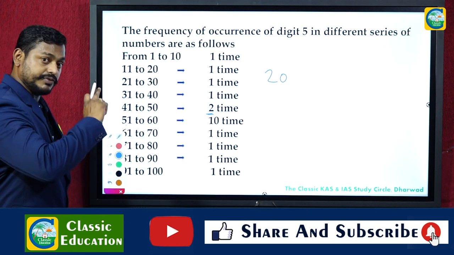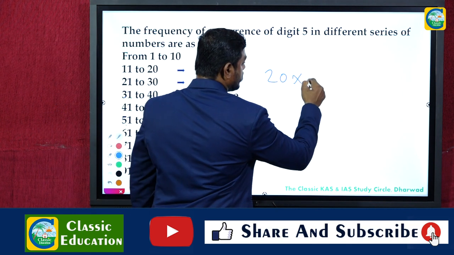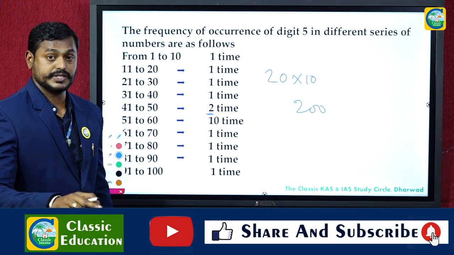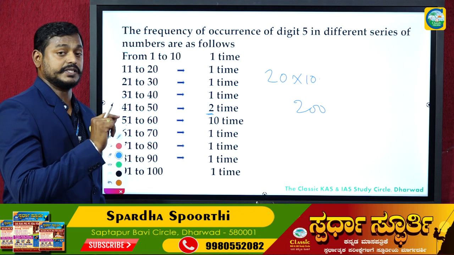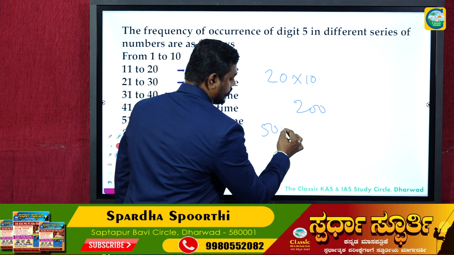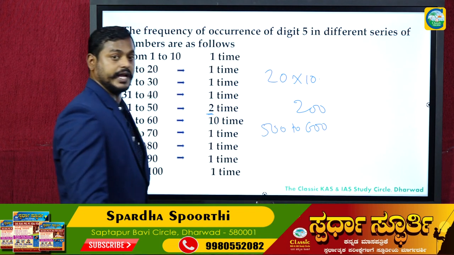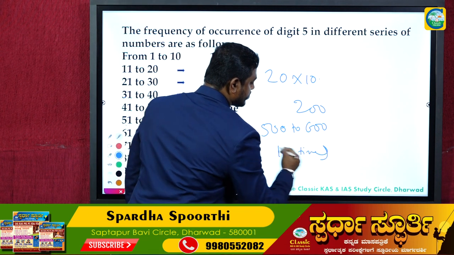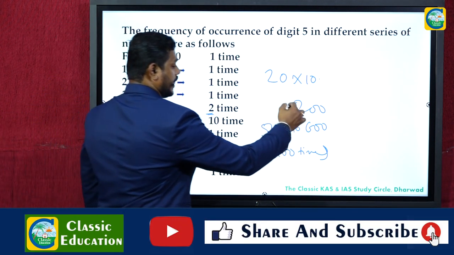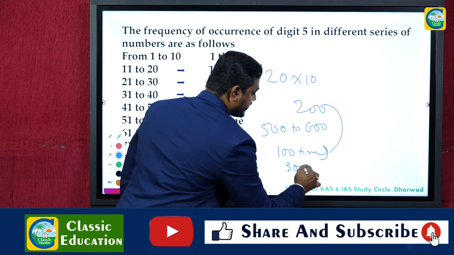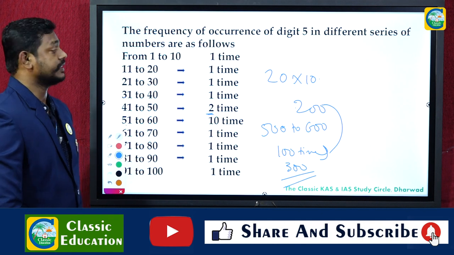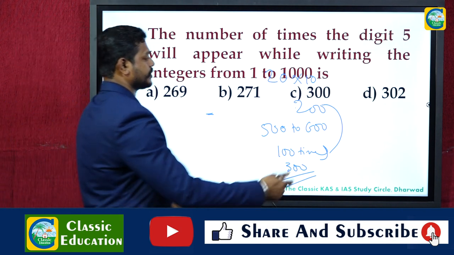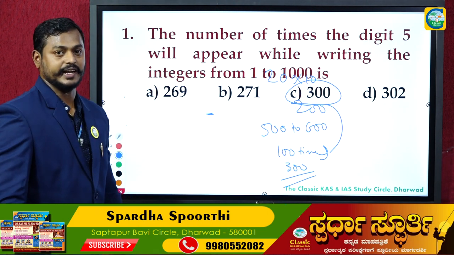So 20 for 1 to 100 means from 1 to 1000 it is 20 into 10, that is 200 times. But friends, for the occurrence in the hundreds place, from 500 to 600, there are 100 times; again 5 will be repeated. So 200 plus 100, that is 300 times the digit 5 will be repeated. Let me see the options here, the answer is 300. The option is C, that is 300, right, friends.